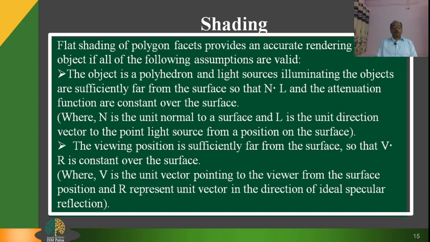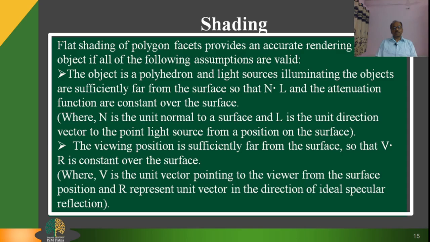So, in general, flat shading of polygon facets provides an accurate rendering for an object if all of the following assumptions are valid. Number 1, the object is a polyhedron and is not an approximation of an object with a curved surface. Number 2, all light sources illuminating the object are sufficiently far from the surface so that N dot L and the attenuation function are constant over the surface, where N is the unit normal to a surface and L is the unit direction vector to the point light source from a position on the surface.